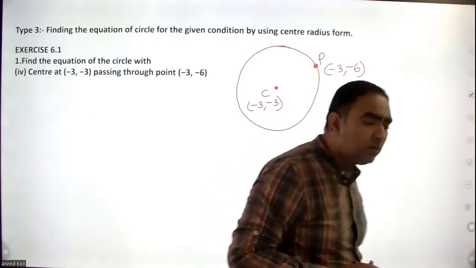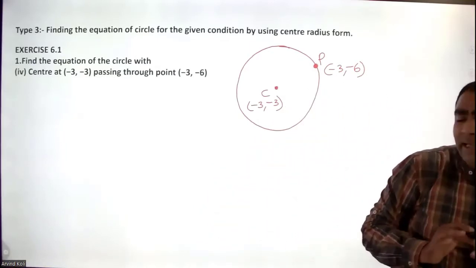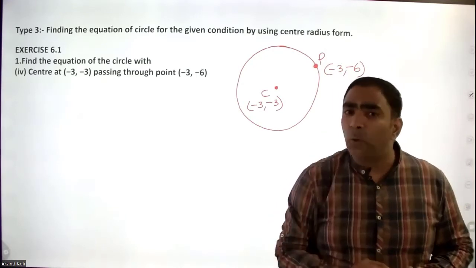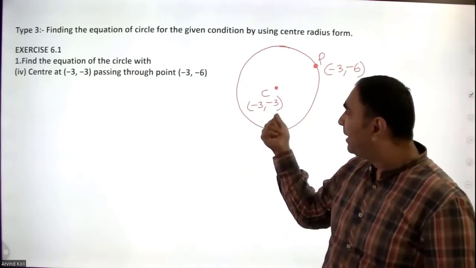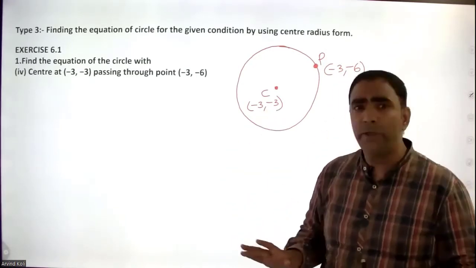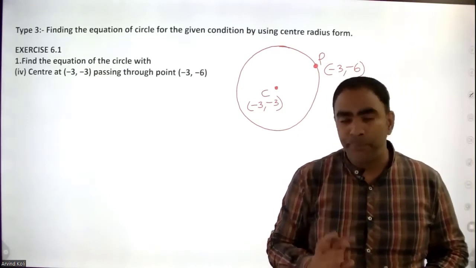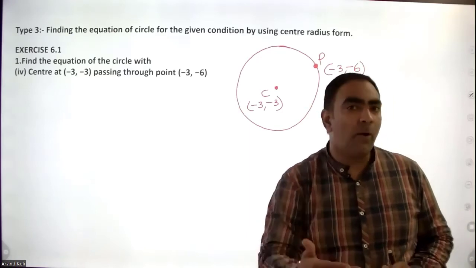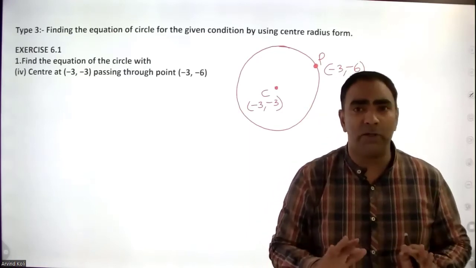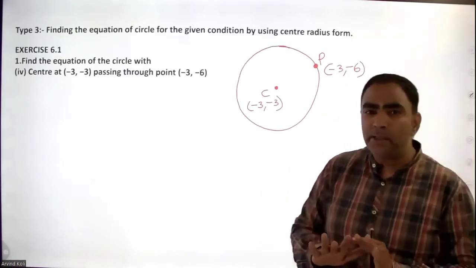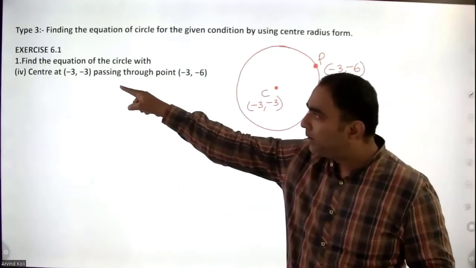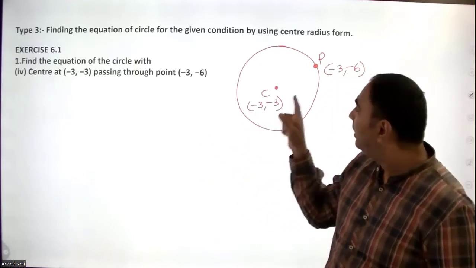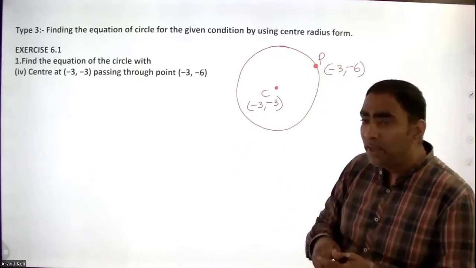Now, जो भी फॉर्मूलाज हमने पढ़ा है उसमें हमें क्लियरली पता है that there is one standard form जहां पे center is at origin. मतलब it is not at origin. तो स्टैंडर्ड फॉर्म नहीं चलेगा. कौन सा फॉर्म चलेगा? सेंटर रेडियस फॉर्म चलेगा. सेंटर रेडियस फॉर्म के लिए हमें रेडियस भी पता होना चाहिए. इन दिस क्वेश्चन रेडियस इज नॉट गिवन. Radius is not given. Instead of radius, we are given a point through which the circle is passing.